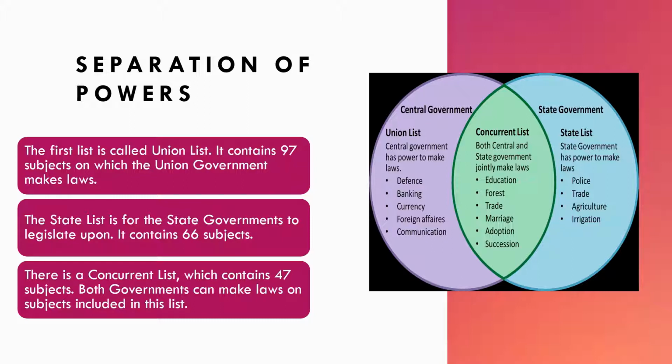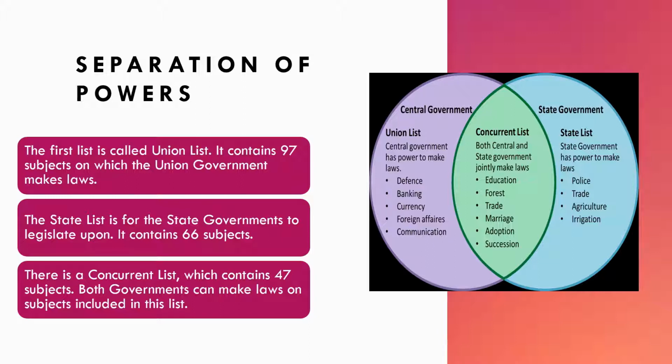Union List. The central government has power to make laws and take decisions on topics about defense, foreign relations, war and peace, currency, international trade, communication, etc. State government. State List. The state government has power to make laws on subjects like police, trade, agriculture, irrigation, law and order, local government, health, prison administration, etc.